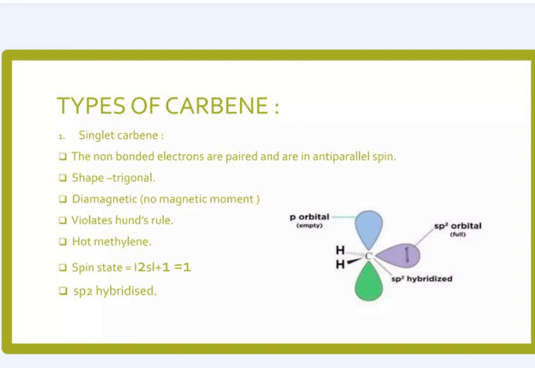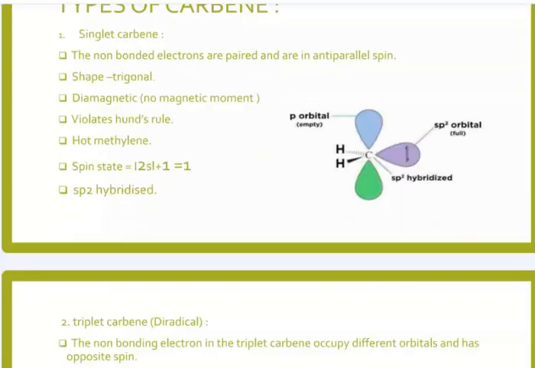Singlet carbene. In singlet carbene, the non-bonded electrons are paired and have antiparallel spin. You can see in this example. So shape trigonal, diamagnetic, no magnetic moment, follows the Pauli exclusion principle, hot methylene, and spin state is equal to singlet and sp2 hybridized. So p orbital empty, sp2 orbital full.